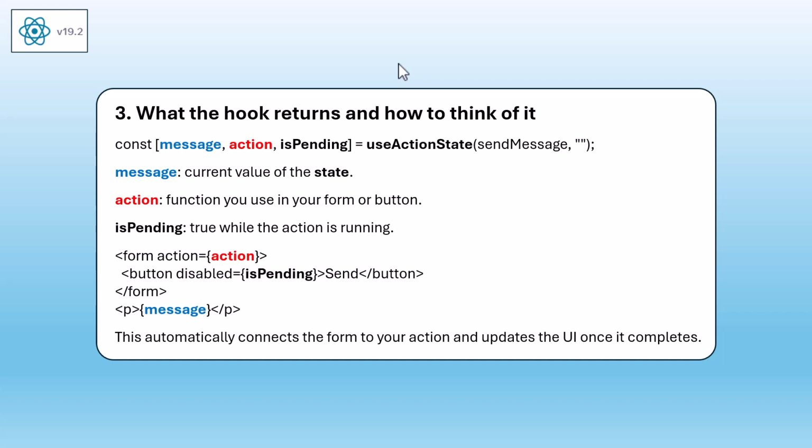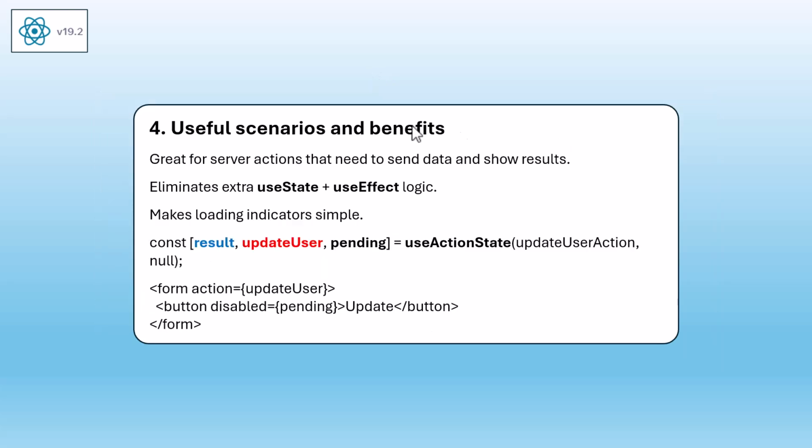Third, a Boolean flag that tells you whether the invocation is still pending, i.e., if the action has been triggered and hasn't resolved yet. This allows you to show loading indicators or disable UI accordingly. 4. Useful scenarios and benefits. There are several scenarios where useActionState adds value.